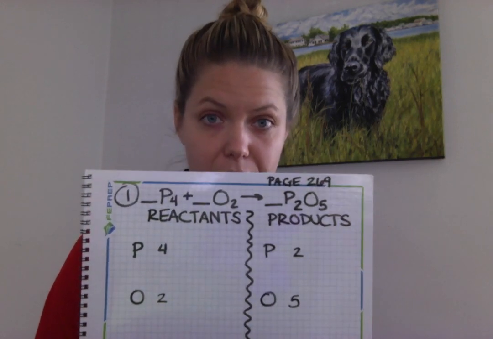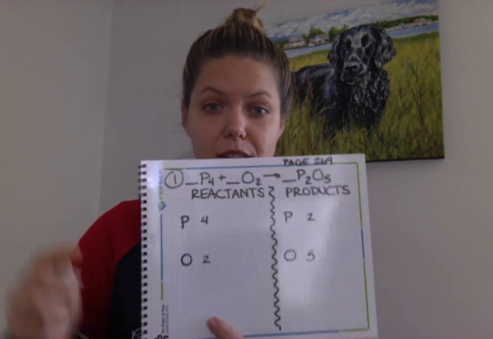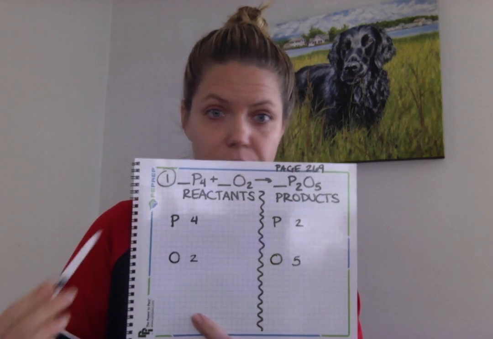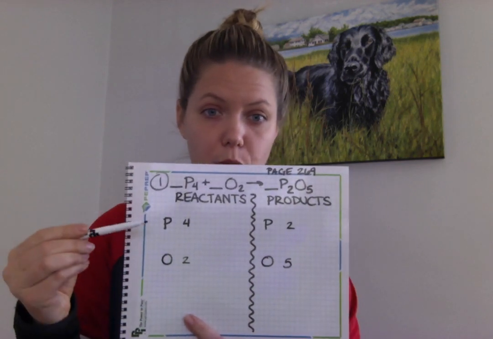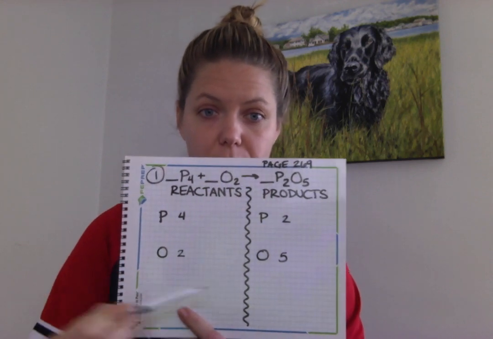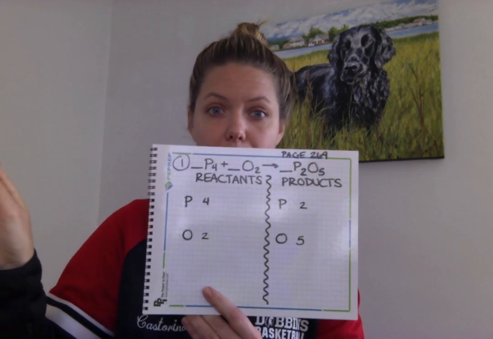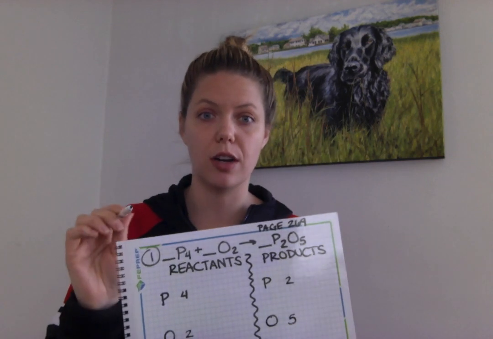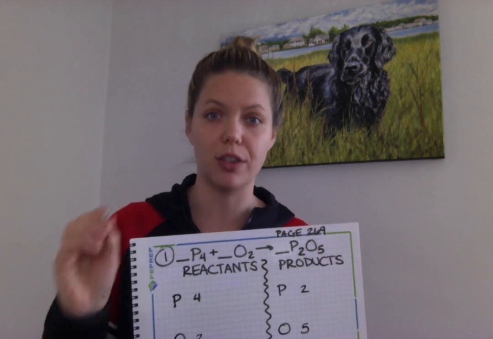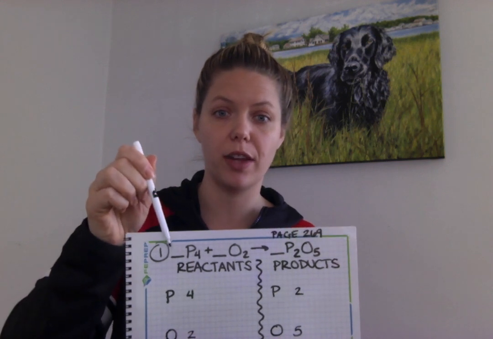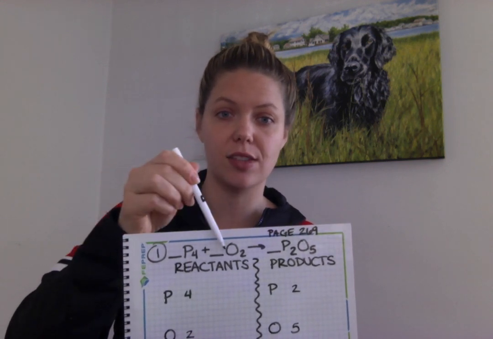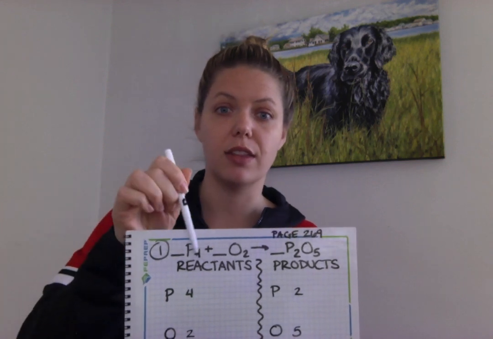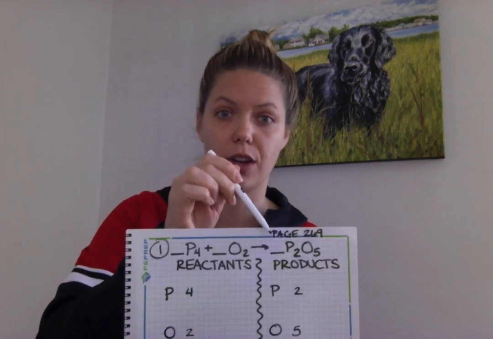Now at the end of this, we're going to want these numbers to be the same for each atom. Right now, this is not balanced. We have 4 on here, 2 on here, 2 on here, 5 on here. Not balanced, unbalanced equation. So what we're going to do, the only key term in this section is coefficient. That's why you'll see I have these blanks in front of each of our formulas. This is where our coefficients are going to go.